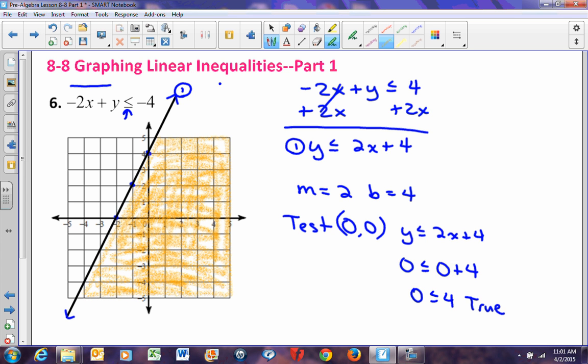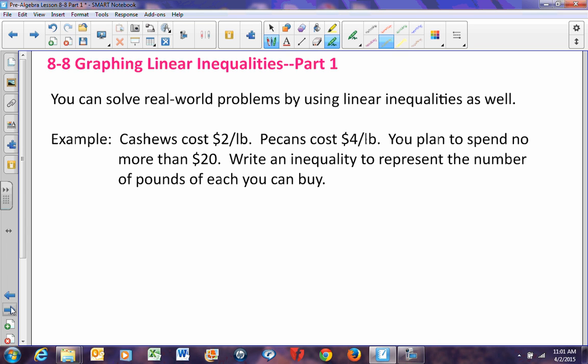As you can see, it's not really hard to graph an inequality. Just need to make sure you use the proper dashed or solid line, and make sure you shade it. You can solve real-world problems using inequalities. Okay? And it doesn't necessarily have to be graphed to solve it.